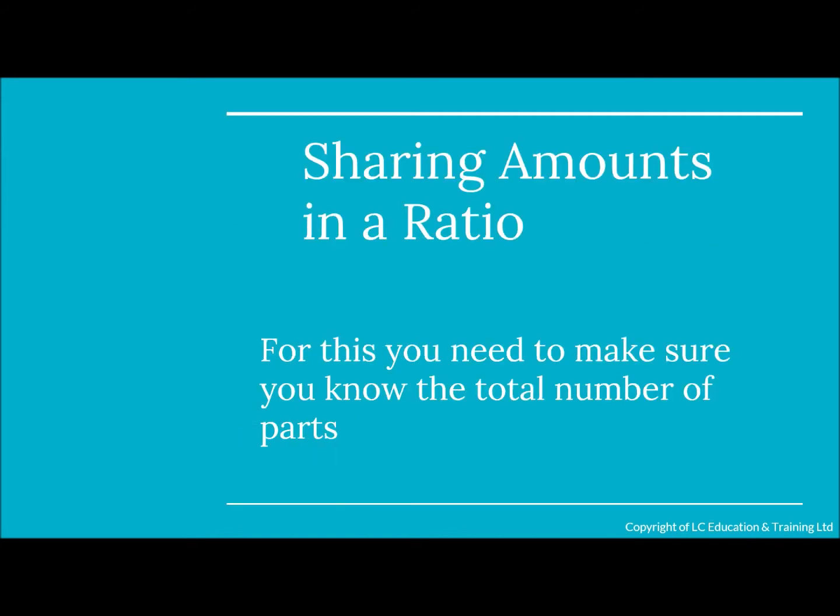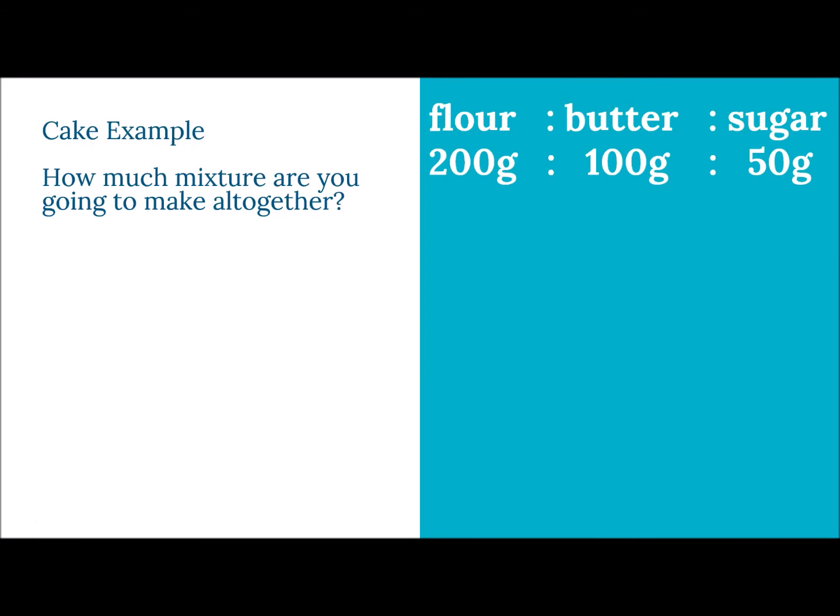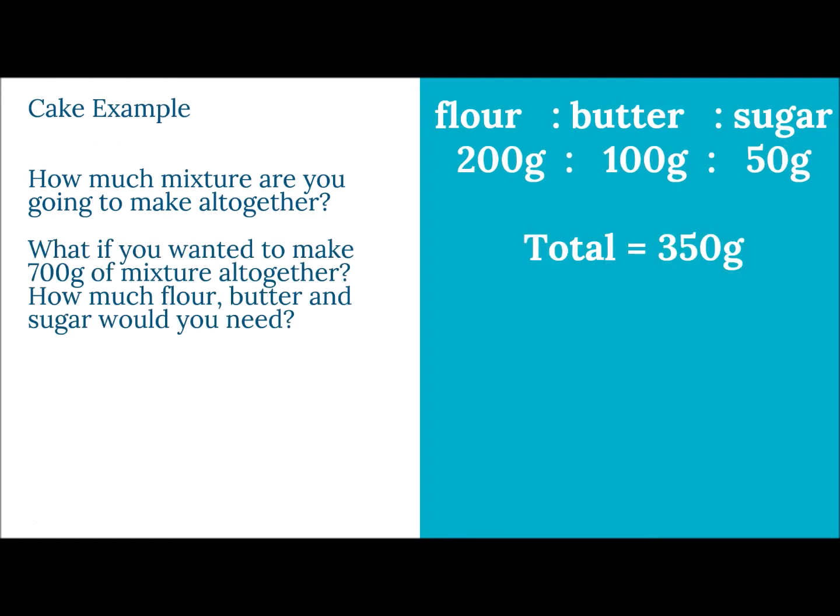Another thing you may be asked to do is share amounts in a ratio, and the key to doing those correctly is to make sure you know what the total number of parts in your ratio is at the start. Let's do a cake example. So how much mixture are you going to make altogether in this cake? All you would do is add the parts together. So 200 plus 100 plus 50, 350 grams.